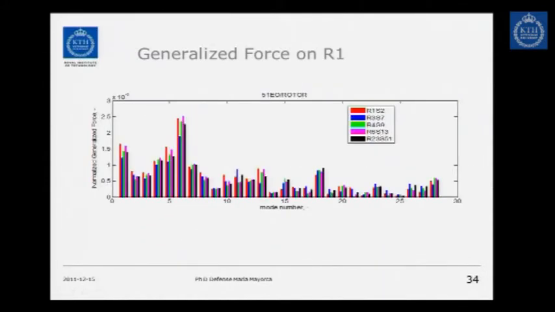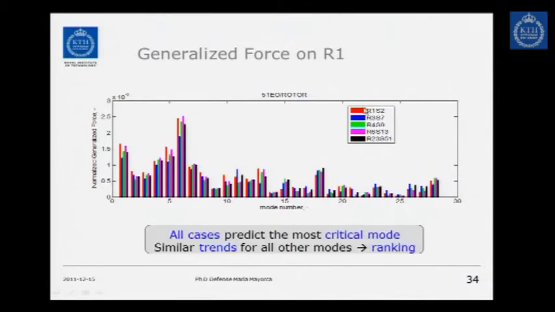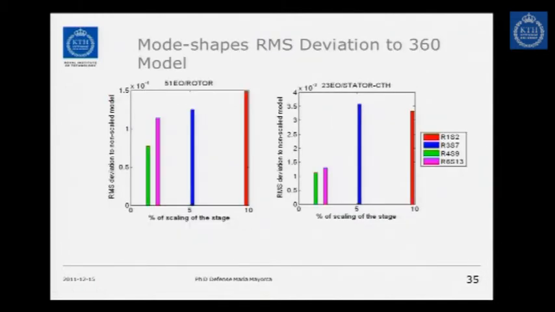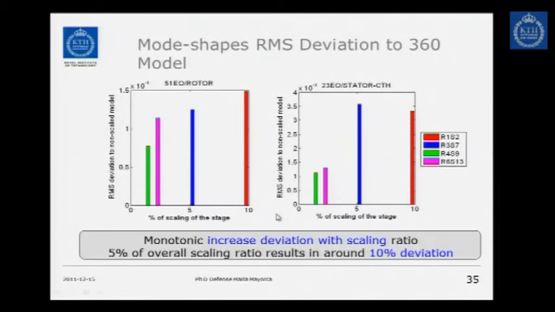So these are the results on the rotor blade. Here are the generalized forces for all 28 mode shapes. All these colored lines are the different scaling cases. What you see here is that in general, all the cases predict the trends of the excitability of the modes, and you could rank the modes with this method. But if we take the root mean square of the deviations of all the mode shapes for the rotor and for the stator, we can see there is a linear trend of accuracy with increasing scaling.